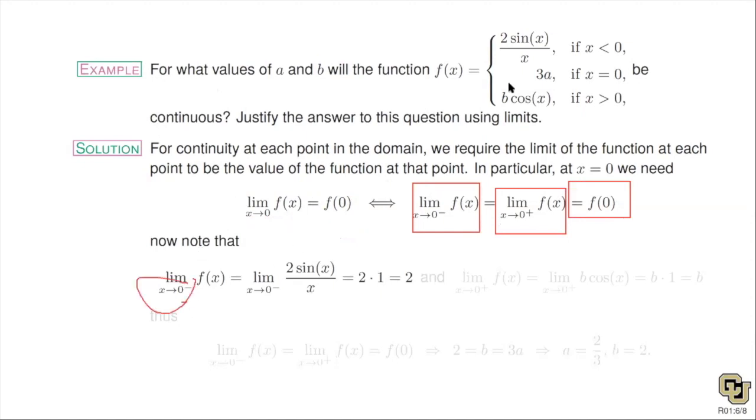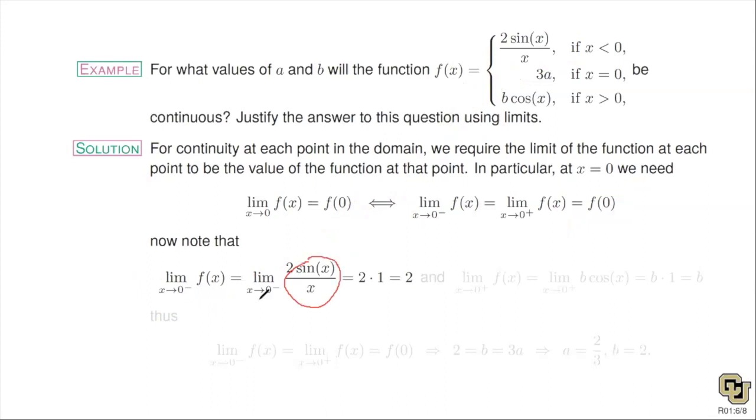So really quickly, the limit from the left, when x is approaching 0 from the left, that means x is less than 0, so I'm using this function. And now we have our special limit. Here's sine of x over x as x is going to 0. So by our special limit or squeeze theorem, this is 1. So that's a known fact in this class. The limit of sine of x over x as x goes to 0 equals 1. So the limit from the left is 2.